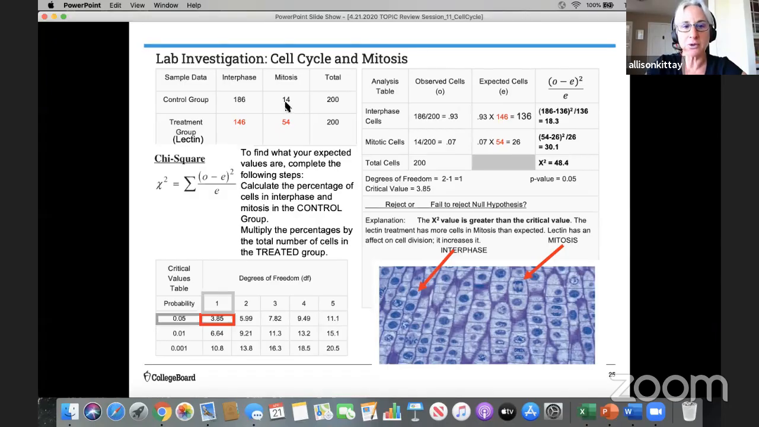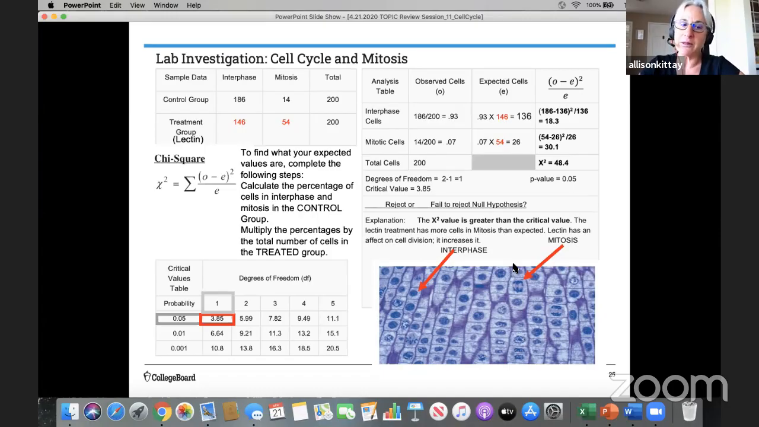So we had in the control 14 out of 200, which gives us 0.07, and then we need to multiply that by the total number of cells in the treated group, which is 54, and then we get 26. So then we have to do our (O minus E) squared. So we see 186 minus 136 squared divided by 136, and that gives us a value of 18.3. We repeat that for the mitotic cells, and we get a value of 30.1.